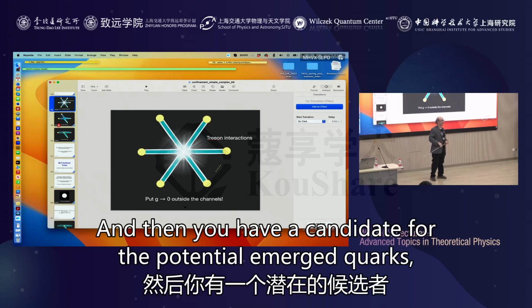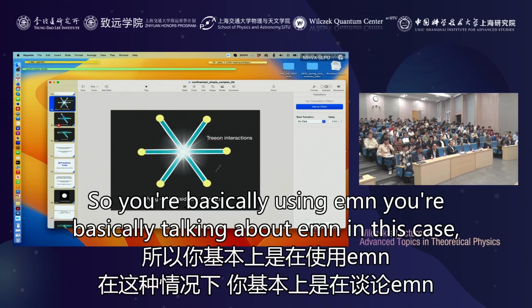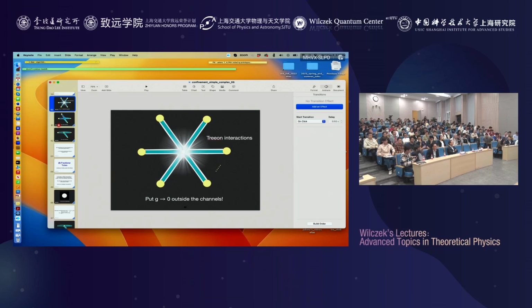And then do you have a candidate for the potential emergent quarks or something like that? They're electrons. So you're basically talking about EMN in this case. Yes. Just the U1 version of that. All right. Thank you.